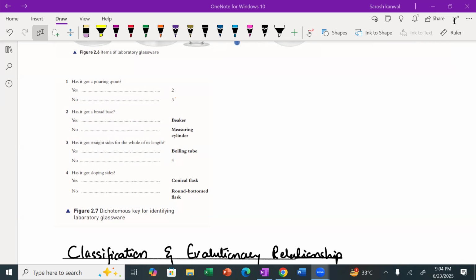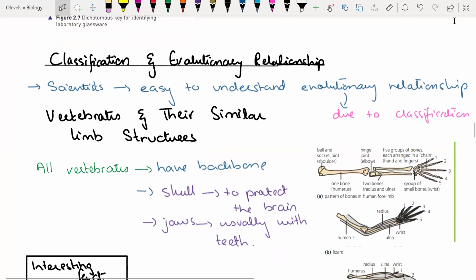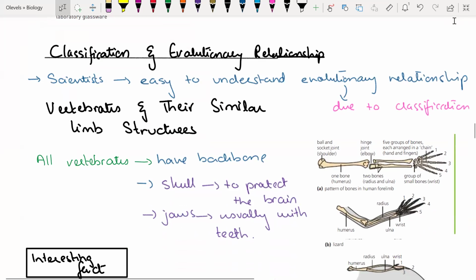Okay, then we have to proceed to our next topic, that is classification and evolutionary relationships. In this topic, we have to understand the relationship between classification and evolutionary relationships. It is easy to understand evolutionary relationships today due to classification, right? Now we will understand this with the help of this example, that is vertebrates and their similar limb structure.